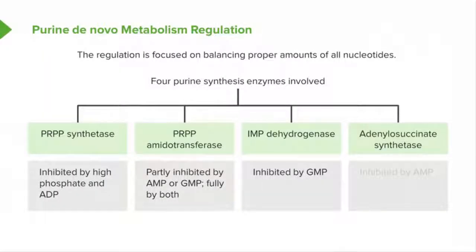The enzyme catalyzing the reaction in the direction of the adenosine nucleotides, adenylosuccinate synthetase, is inhibited by, you could probably guess it, the end product here, AMP. Now, we start to see that there's important balance that's happening between the relative amounts of the guanine nucleotides and the adenine nucleotides.